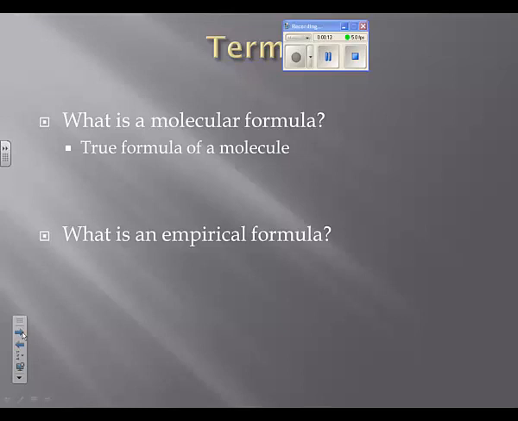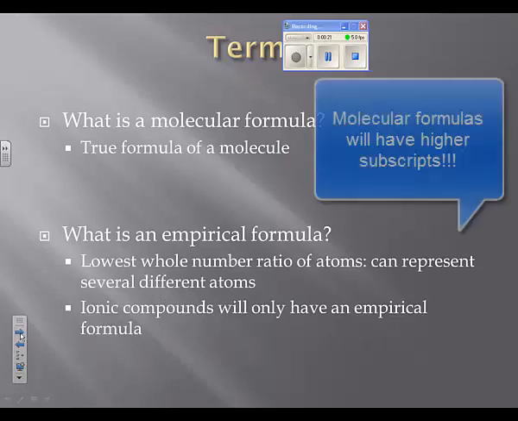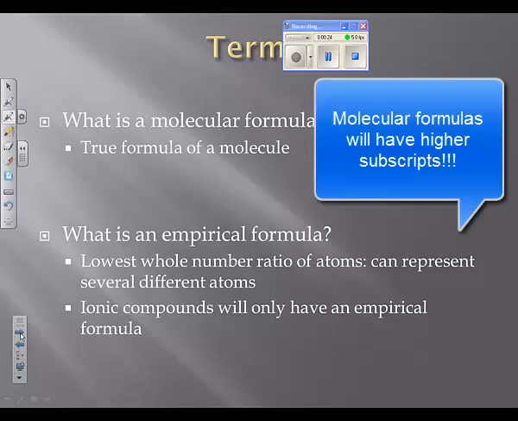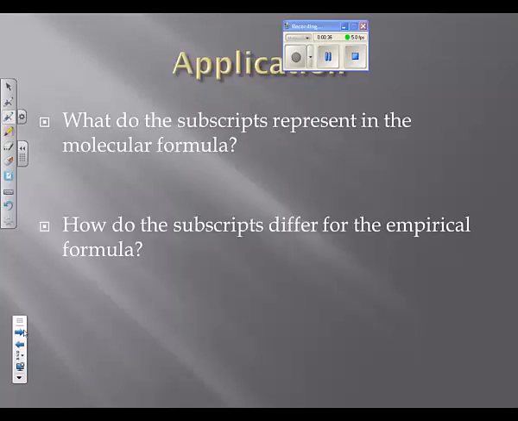So that one's going to have higher subscripts than the empirical formula, because the empirical formula is the lowest whole number ratio of atoms. It can represent several different atoms. Let's make sure we understand that this one can be several different things. Now, ionic compounds only have an empirical formula, and they won't have a molecular formula, because those have a crystalline form, and they always exist in those ratios. Let's keep on going. Let's solidify more information.